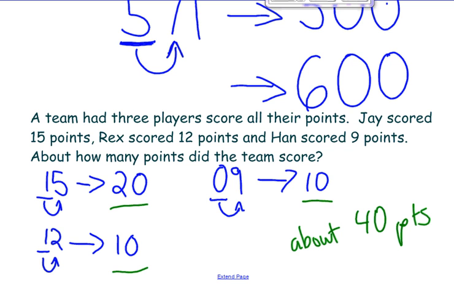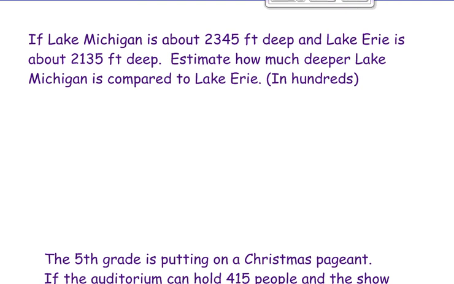So we have that idea. Let's try it again. All right. If Lake Michigan is about 2,345 feet deep and Lake Erie is about 2,135 feet deep, estimate how much deeper Lake Michigan is compared to Lake Erie. All right, and we want to go to the nearest hundreds. All right, and so if I put my numbers down like this, and my second number here like this, first thing we're going to do is estimate.